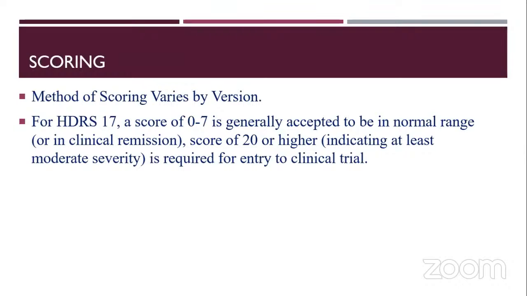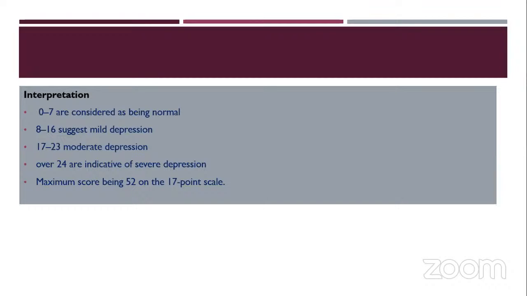Then when it comes to scoring, there are a lot of versions of HDRS, and the method of scoring varies by version. So for HDRS 17, we are taking HDRS 17 into account here. A score of 0 to 7 is generally accepted to be in the normal range or in clinical remission, and 20 or higher indicates at least moderate severity. So this is the scoring, and the interpretation is given here. The maximum score is 52 on the 17-point scale.